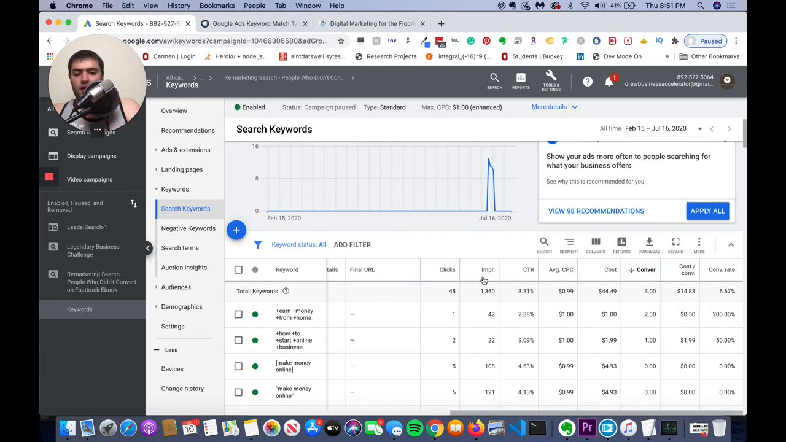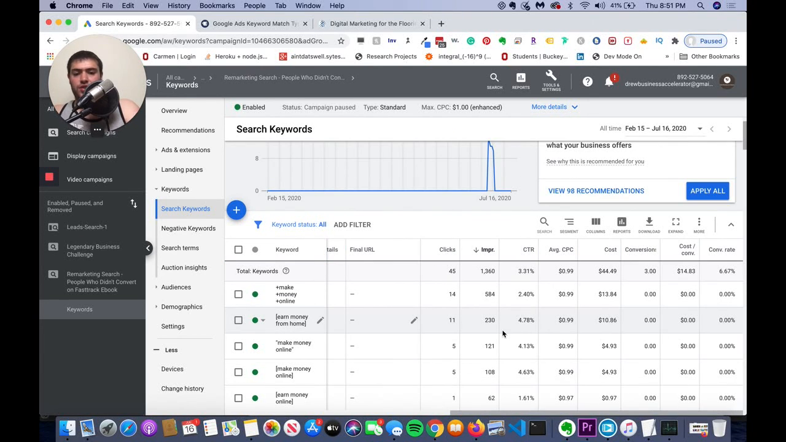So you're going to get a lot more impressions if you have higher volume keywords. Make money online is pretty much a niche itself, so there's a lot of searches for that. So that's why it's getting a ton of impressions here. Also, because it is a broad match modifier, it's going to get more searches that are applicable to it.